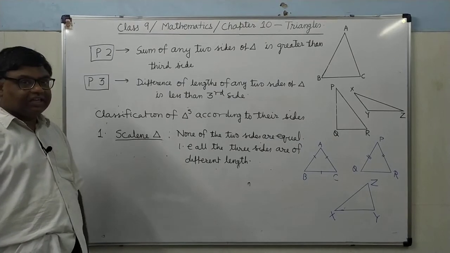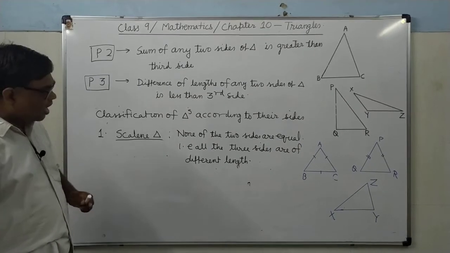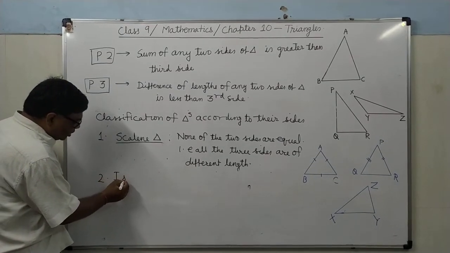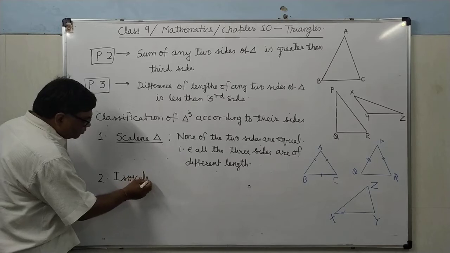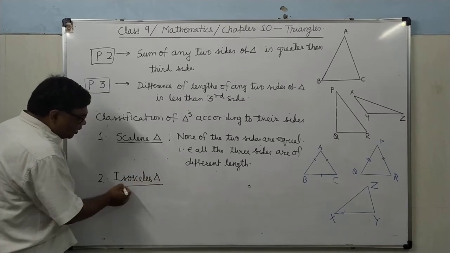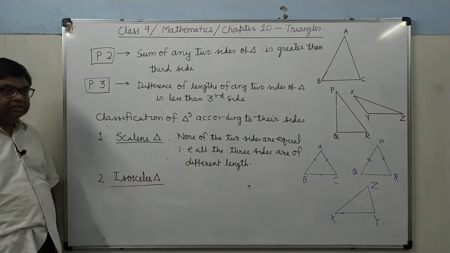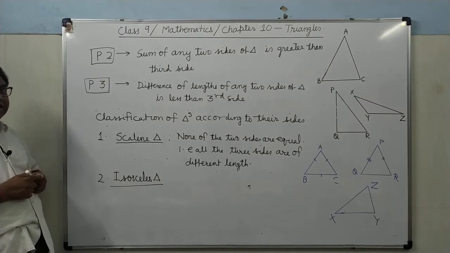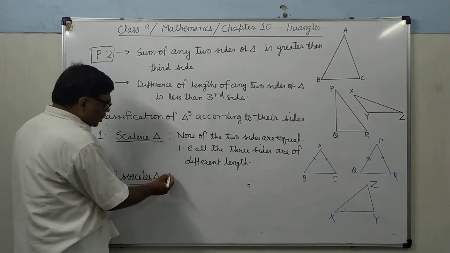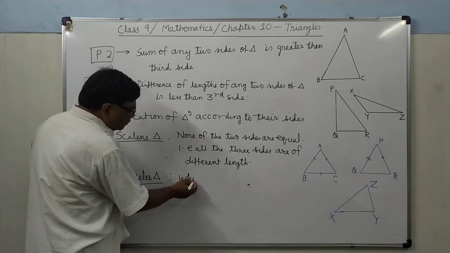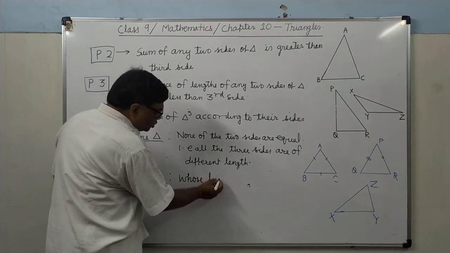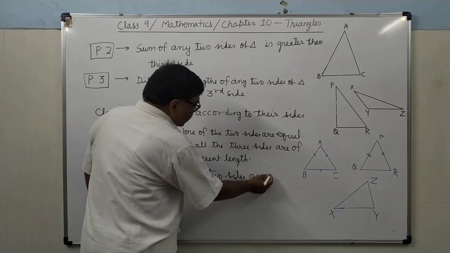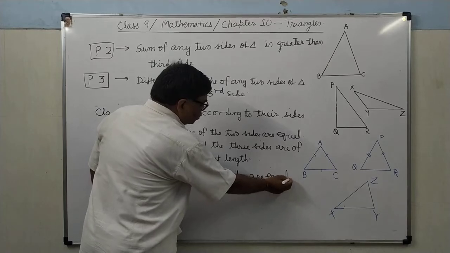It is clear? Now, there is one isosceles triangle. What do you mean by isosceles triangle? Whose two sides are equal, which is having two sides equal, that is known as isosceles triangle.